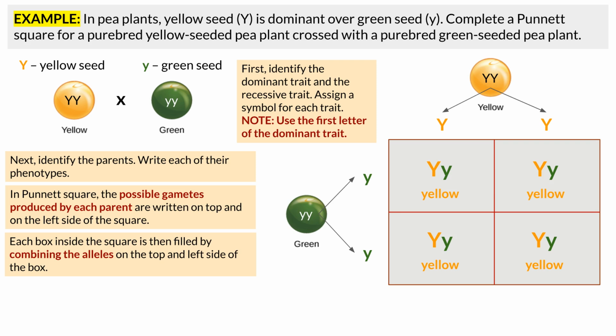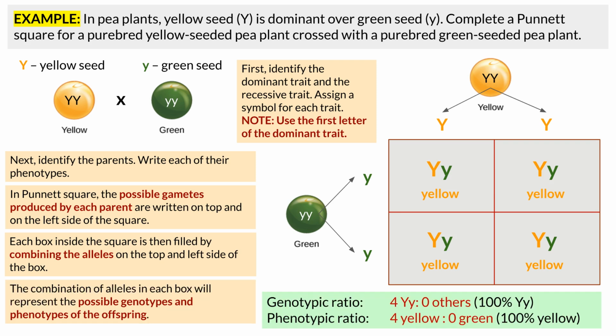As a result, all offspring have the same allele combination. Step 5. State the results. Genotypic ratio, 4:0, or 100% heterozygous. Phenotypic ratio, 4:0, or 100% yellow seeds. No green seeds appear because the recessive allele cannot be expressed when paired with a dominant allele.